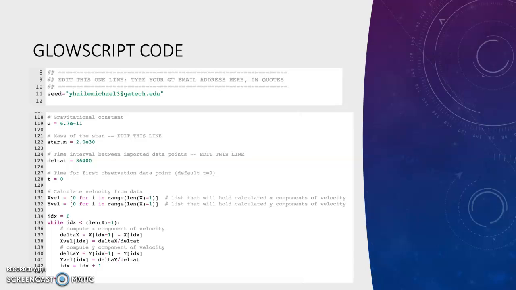So going over my GlowScript code, we inserted a seed, which was my Georgia Tech email, which was a randomizer used for the star's position, which then moved to using the gravitational constant, which I listed earlier in the slides, and the mass of the star, which was given to us. And delta t, the change in time, was the interval given to us, 1 day, which is 86,400 seconds. And below is the calculation of velocity.